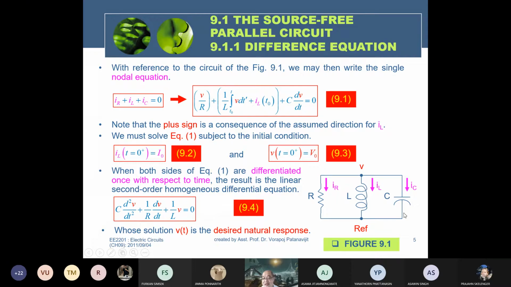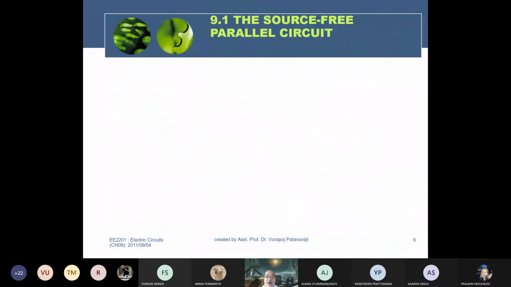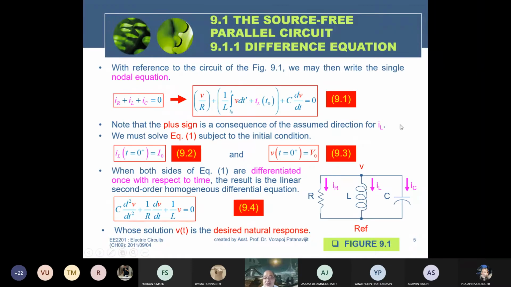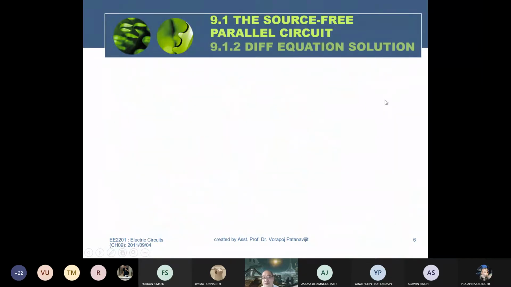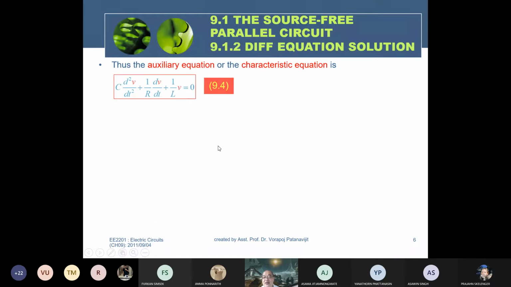V means VC, the voltage across the capacitance, or the capacitance voltage, whose solution v(t) is the desired natural response. Now, with this equation, in the next step we will apply the exponential (est) trial solution to solve it, but I will briefly discuss that. Thus, the auxiliary equation, or characteristic equation, is here.